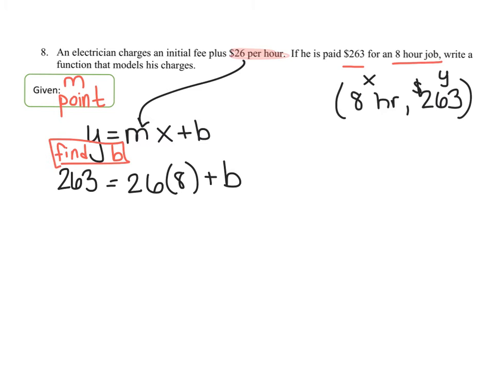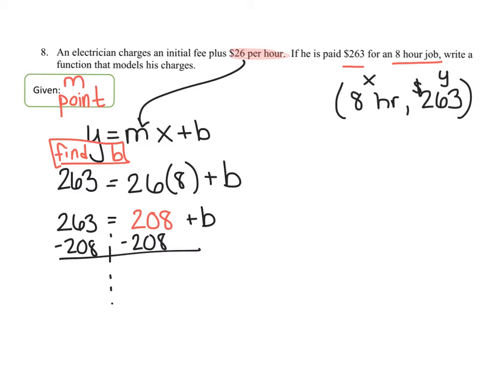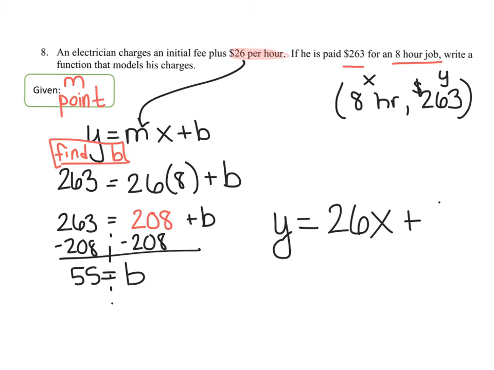All right. How do I solve this for b? Well, I'm going to take 26 times 8, which is 208. Recopy the rest of it for good algebraic steps here. I'm going to solve this for b by subtracting 208 from each side, which gives me 55 on the left is equal to b. So now I know my y-intercept. So the equation of this line would be y equals 26x, which is my slope, plus 55. You could also see this written in function notation as f of x equals 26x plus 55.